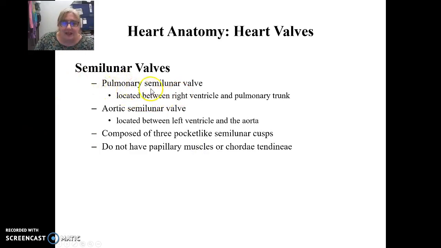The semilunar valves then are what control movement of blood from the ventricles out into the blood vessels. They open and close in response to changes in pressure. So when the ventricles have a higher pressure than the arteries, the blood vessels that the blood is going to move out into, the semilunar valves will open and blood will push out into the arteries. But if there's more pressure in the arteries than in the ventricles, the semilunar valves will stay closed.